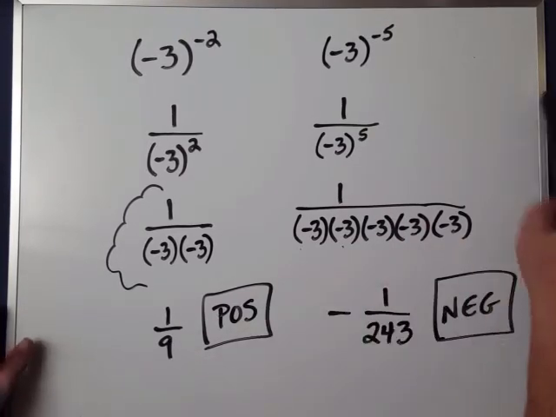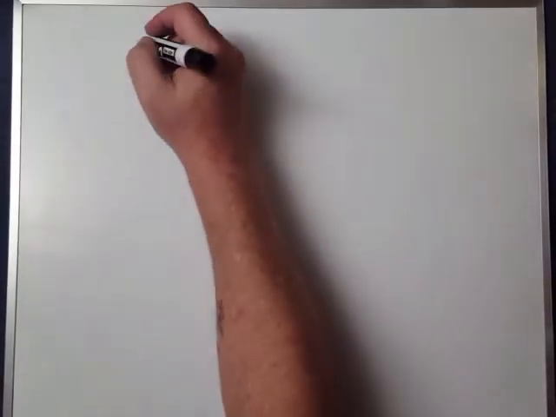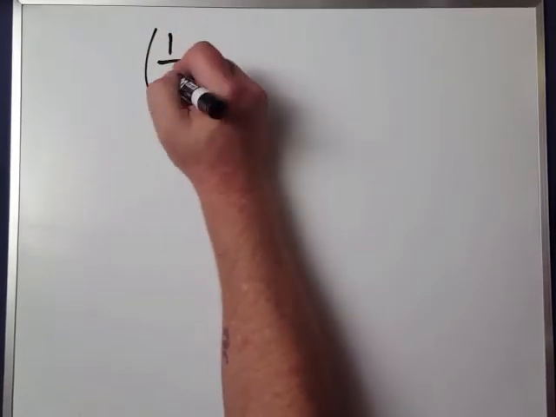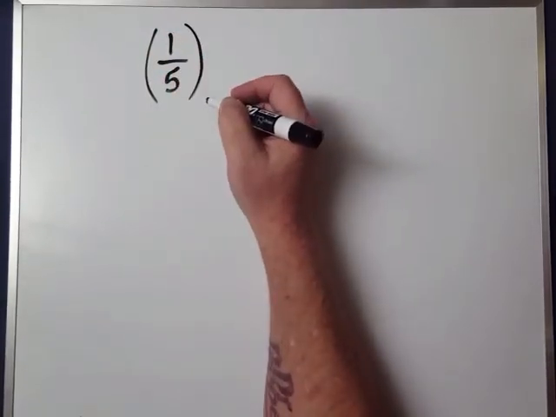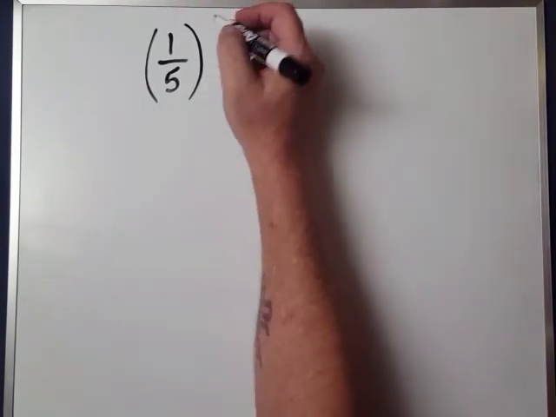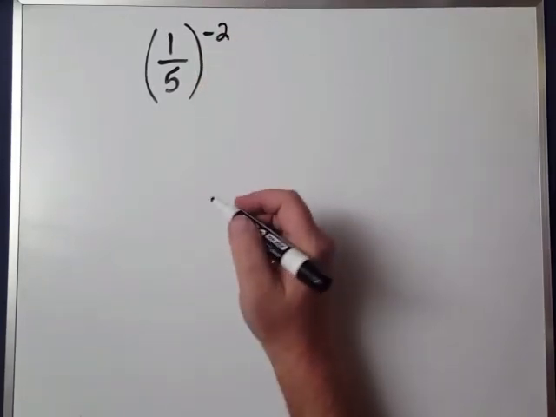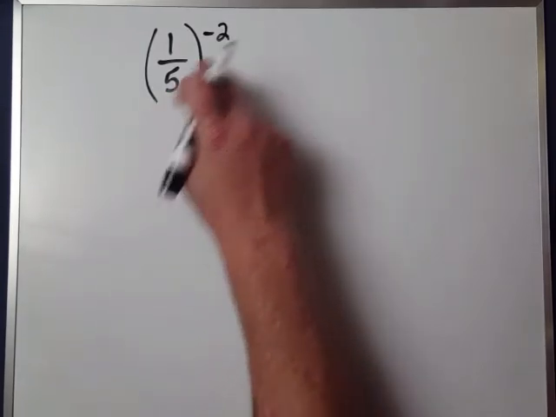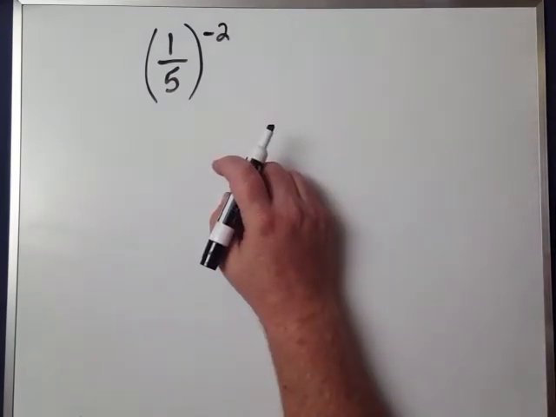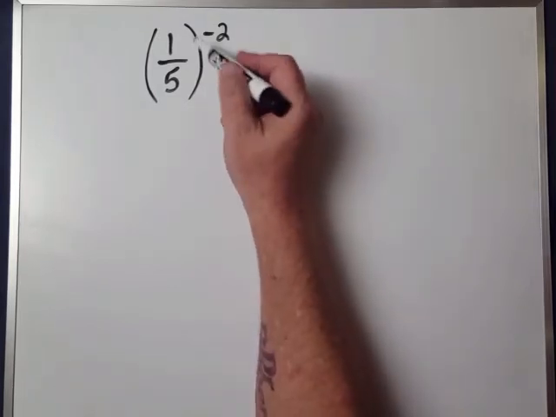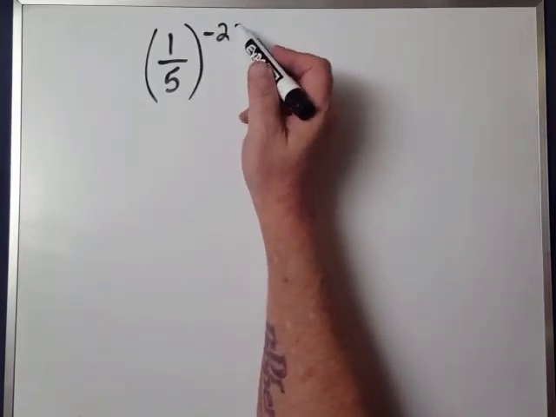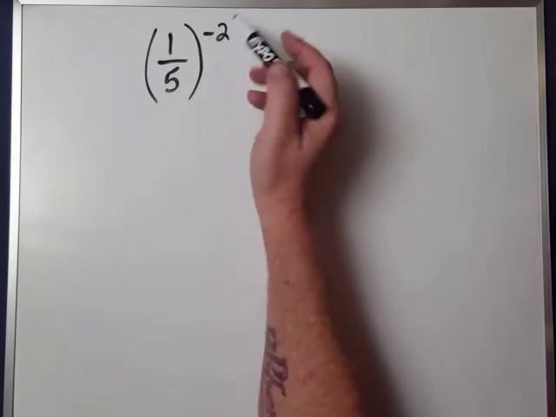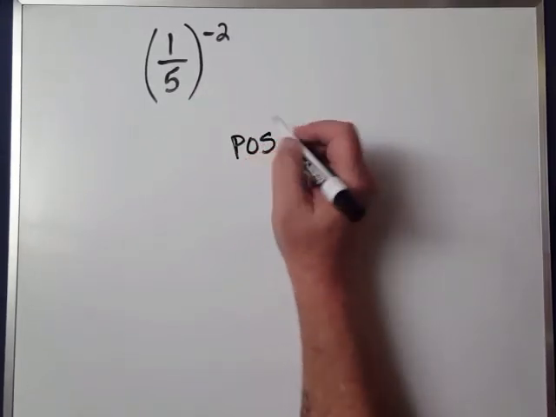Look at number 6. And again, we should be able to answer these, positive, negative, or 0, without actually working most of these out. 1/5 to the -2. I have a positive number raised to some power. I don't care what power it is. I don't care if that power is positive or negative or 0. If I have a positive number raised to a power, the result is going to be positive.